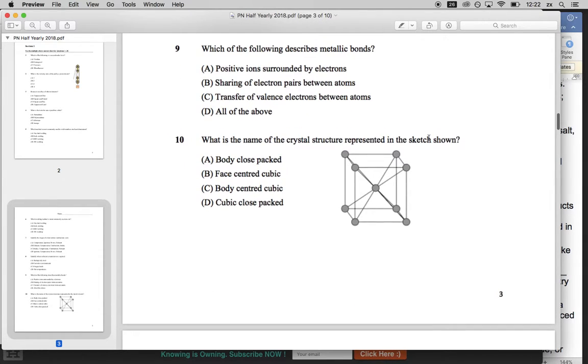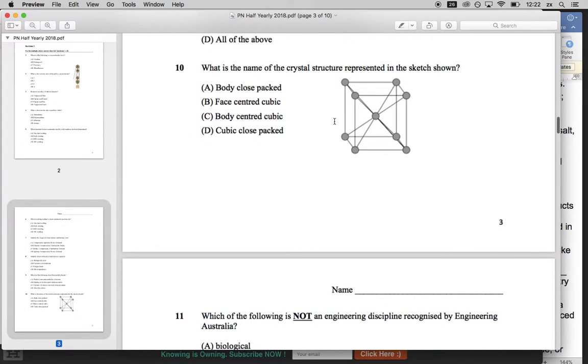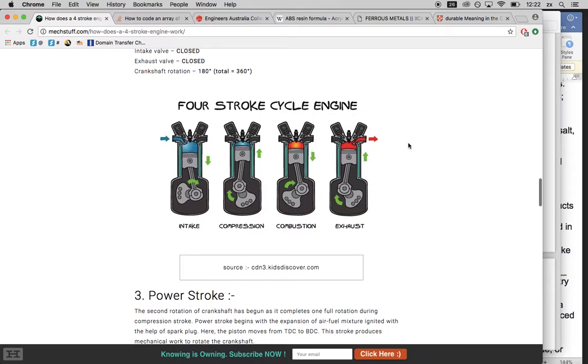Okay. Which of the following describes metallic bonds? Positive ions surrounded by electrons is the correct answer there. Whereas B is for covalent and C is ionic. Okay, don't be fooled that just because something says all of the above, that it is in fact all of the above.